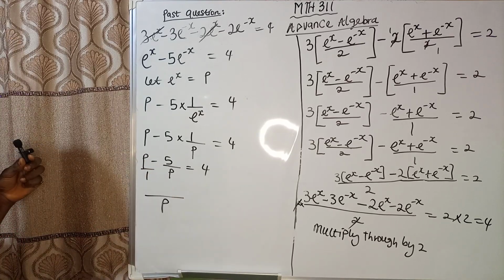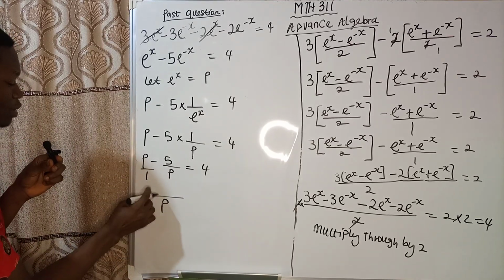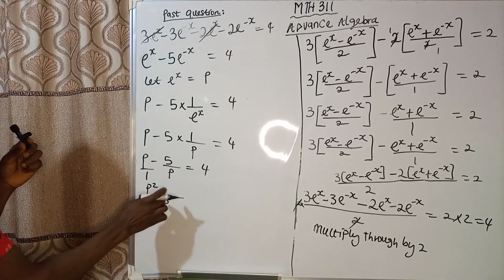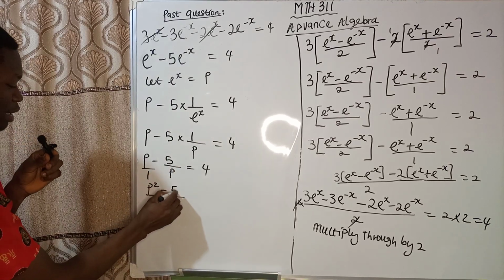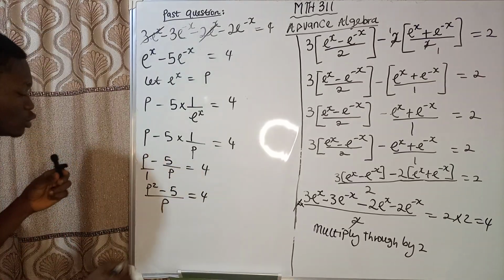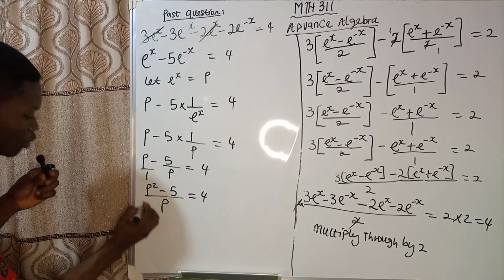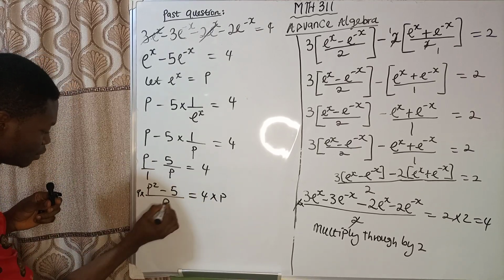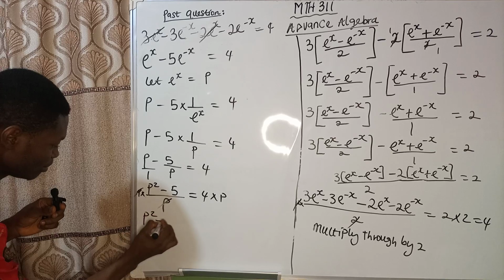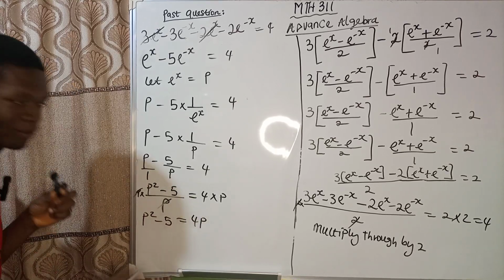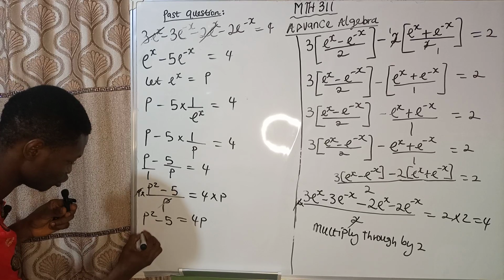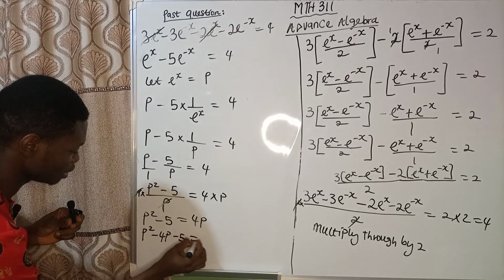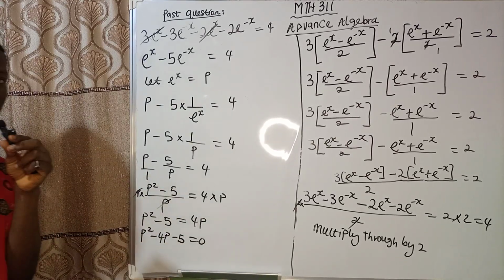So we can call this one over 1 and find the LCM. The LCM of 1 and p is p. P divided by 1 is p, p times p is p squared, minus p divided by p is 1, 1 times minus 5 is minus 5, is equal to 4. So we can multiply through by p, and this one will cancel out. So we have p squared minus 5 is equal to 4p. Rearranging, it's p squared minus 4p minus 5 is equal to 0. We have formed a quadratic equation.